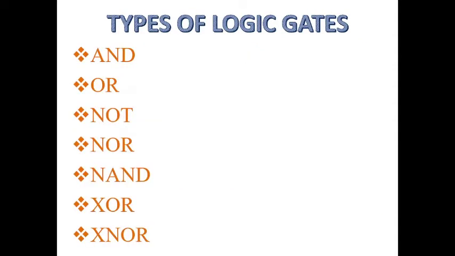Types of logic gate. There are 7 different types of logic gate. We have the AND gate, the OR gate, the NOT gate, the NOR gate, the NAND gate, the exclusive OR gate, and the exclusive NOR gate. We'll be looking at these gates one after the other.